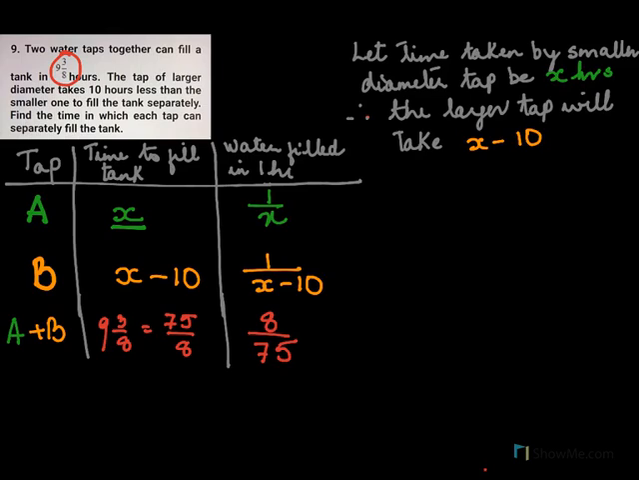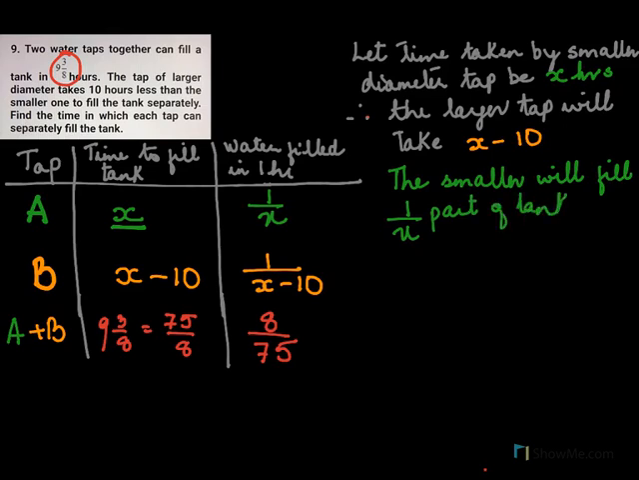Now the smaller tap will fill 1 by X part of the tank in 1 hour. This is what I've done. If it takes X hours to fill the entire tank, in 1 hour it will have filled 1 by X of the tank.